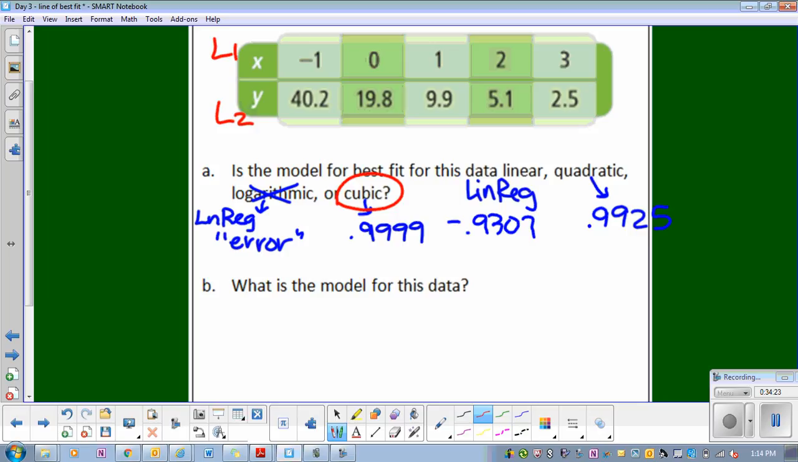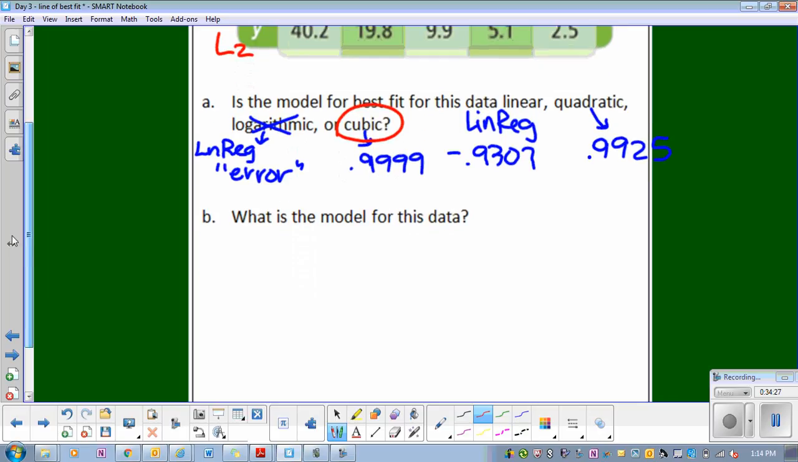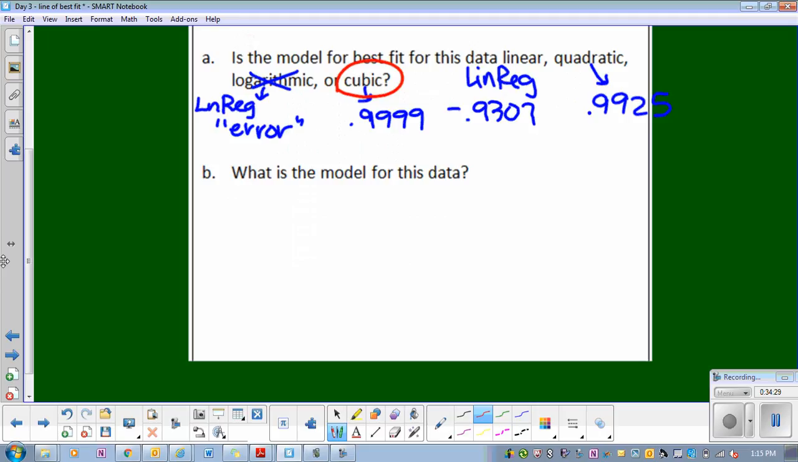And then what is the model for this data? So cubic has A, B, C, and D. Just make sure you go and get those. Let's round it to 2 decimal places. So we have negative 0.69.